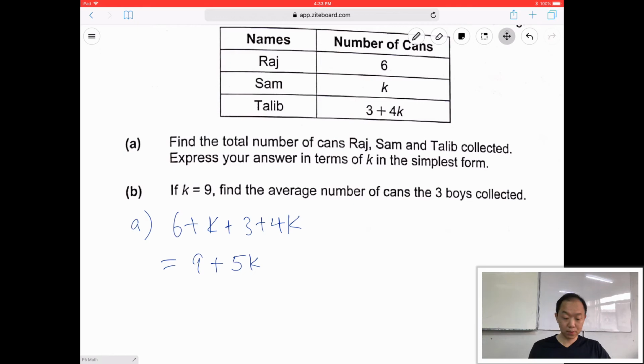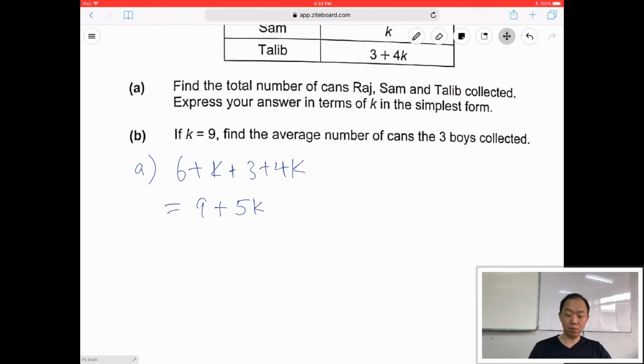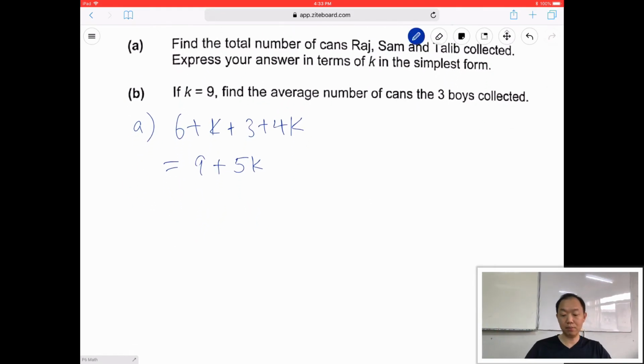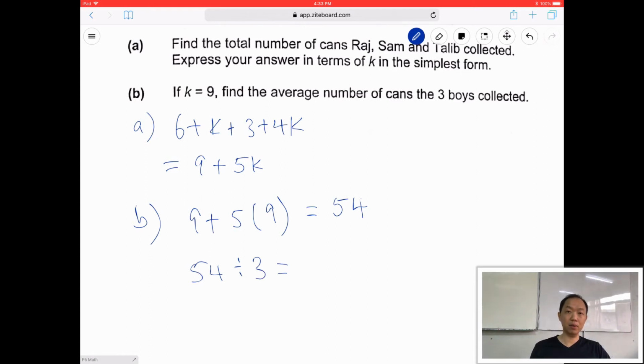Next, if k equals 9, find the average number of cans the 3 boys collected. So k equals 9 means you do substitution. So 9 plus 5 times 9, 45 plus 9, 54. So that's the total number. Then we take 54 divided by 3, 18. So the average is 18. Next.